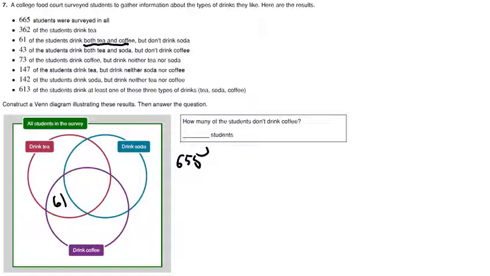Okay? So I like to cross out the numbers when I use them. 43 people drink both tea and soda, but they don't drink coffee. They drink tea and soda, but they don't drink coffee. So tea and soda drinkers are located up in here, but they don't drink coffee, so they have to be right here.